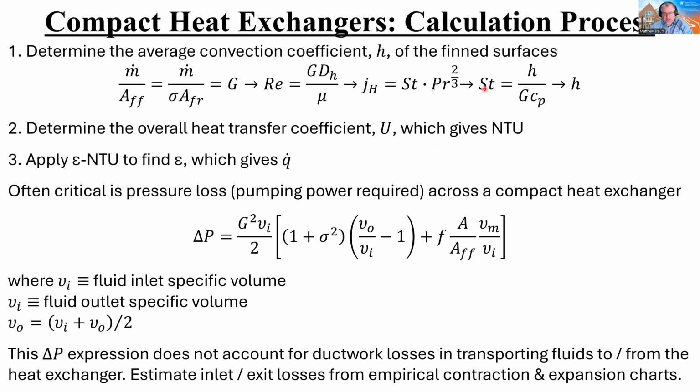Then finally, last step, we take the Stanton number, we rearrange the Stanton number expression, and we solve for h, right? So take Stanton number times G, which you know, times cp. This is the specific heat of the fluid. You get h, and out pops h. Whoa, okay, now you got h, right? And so now from h, you can determine the overall heat transfer coefficient, right?